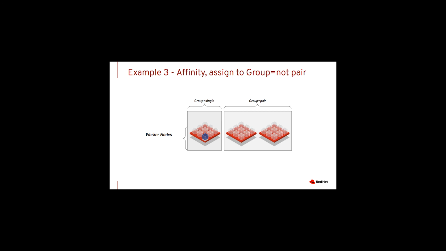So for this last and final example, we're going to use the affinity logic like we did before to launch another instantiation of Nginx. Only this time we're going to assign it to the group labeled not pair. In other words, we want it assigned to the worker node outside of the group labeled pair. So let's show you how that's done.